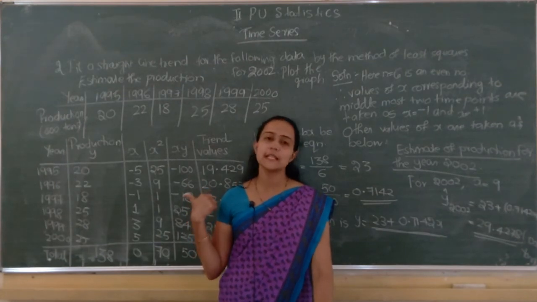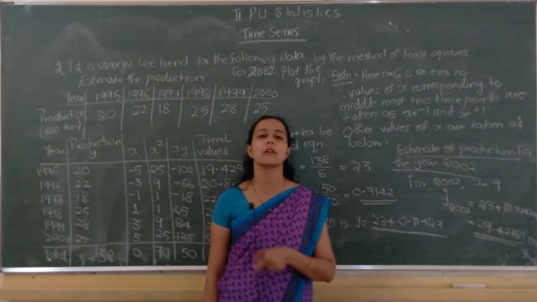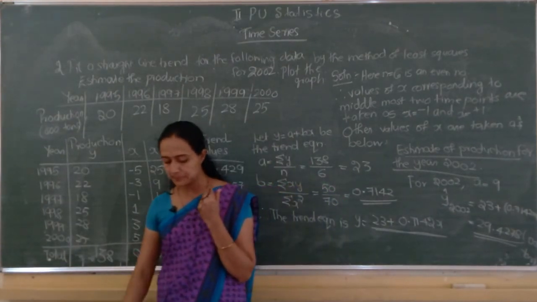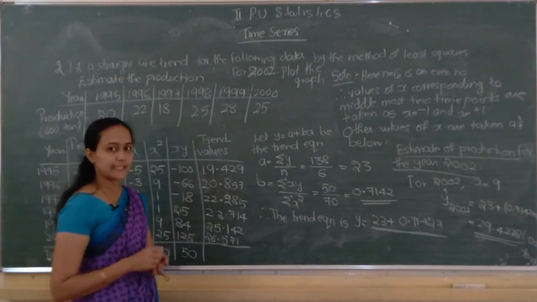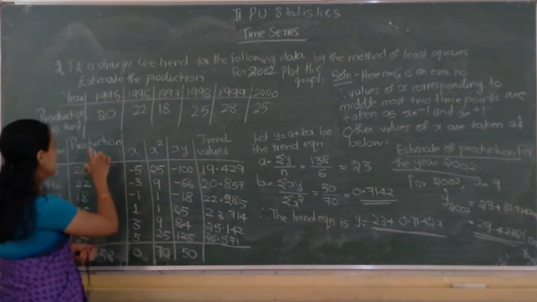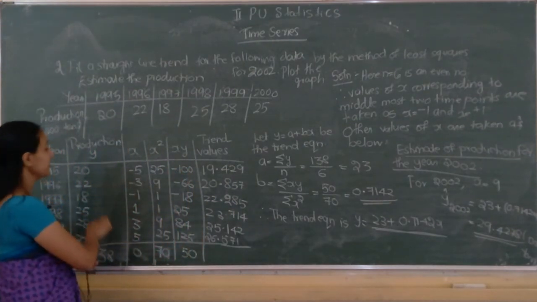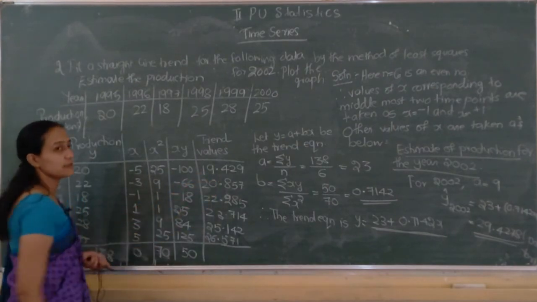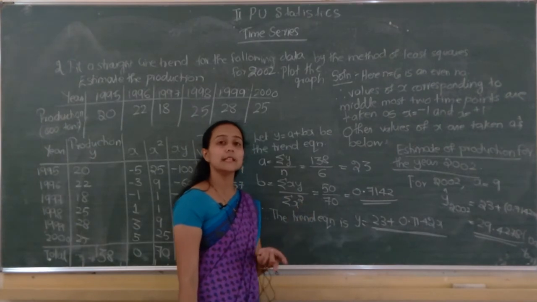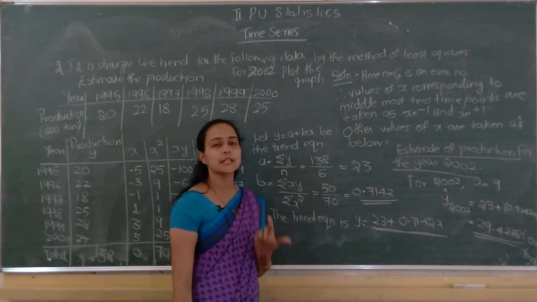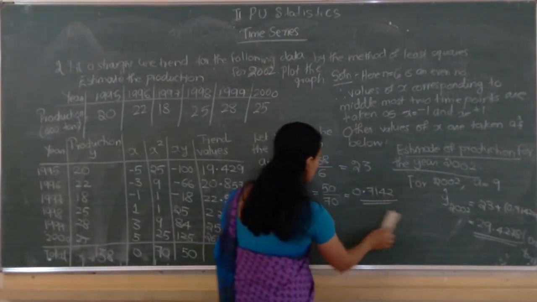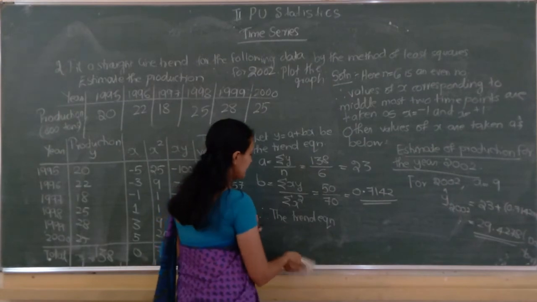One more thing you have to remember: we have to plot the graph. While making the graph, what all will be there? Year and production, that is the histogram, then year and trend values, both must be there. One for the histogram, one for the trend values. Okay, so this much is clear? I'll rub this.